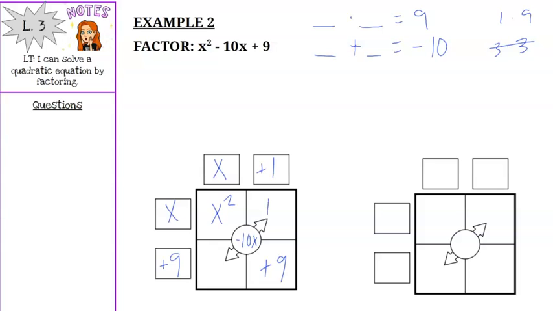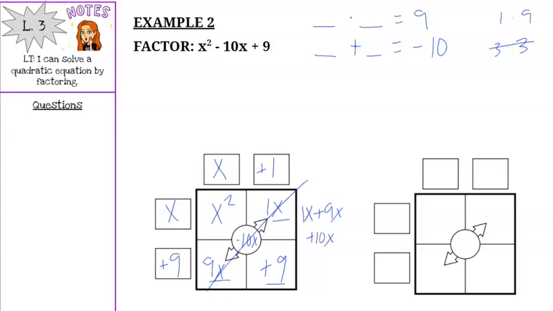We have 1 times x is 1x, x times 9 is 9x, 1 times 9 is 9. And then we check, is 1x plus 9x negative 10x? No, because 1x plus 9x is positive 10x. So we're close, we're just not negative.